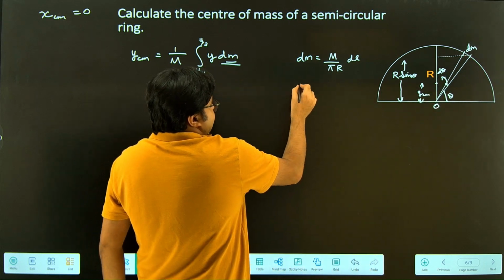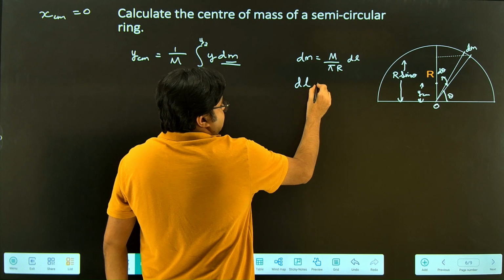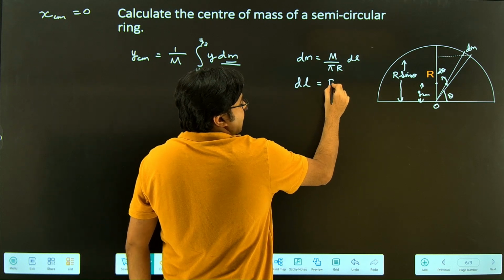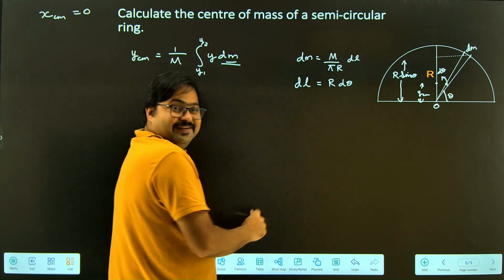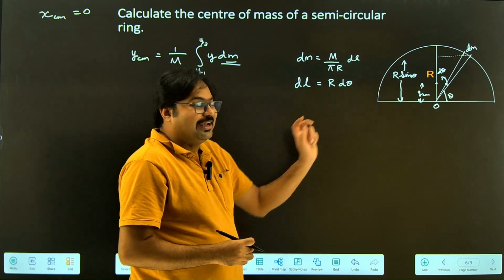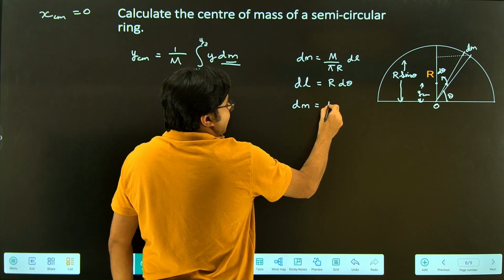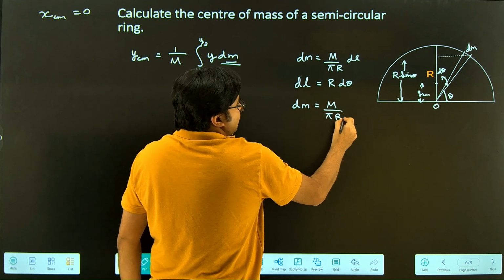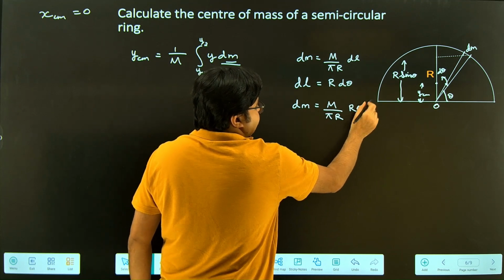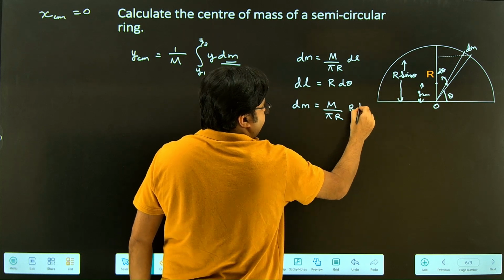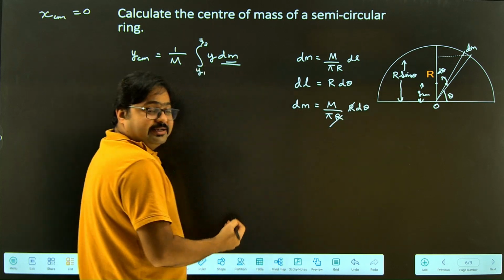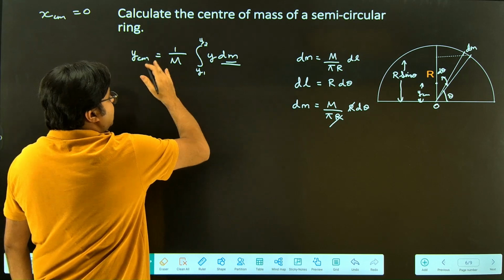And by a tiny amount of knowledge of trigonometry, you will know that dl is simply r multiplied by d theta. Arc length is equal to radius times angle. So if you substitute that there, we will have dm equal to m divided by pi r multiplied by r times d theta. R times d theta, r and r get cancelled.